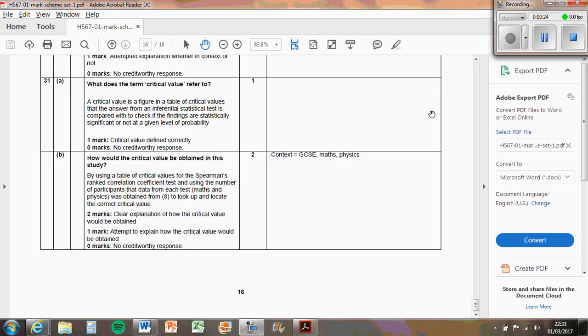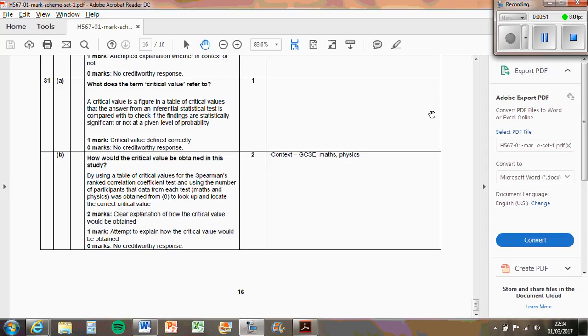In terms of the given level of probability, because it depends on if you're looking at 0.05 or you're looking at 0.01. And then in the B question, it says, how would the critical value be obtained for this study? So it says, by using a table of critical values for the Spearman's rank correlation coefficient test and using the number of participants that were obtained from each test. So there's 8, so you need to mention that there's 8 in that table. You'd then look up and locate the correct critical value.